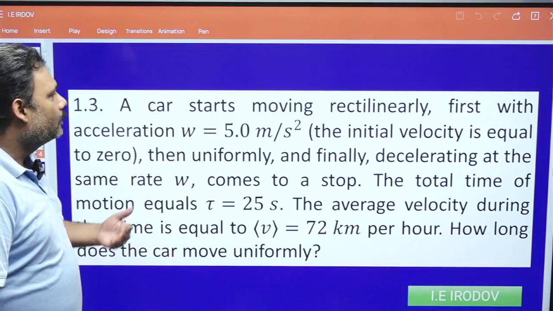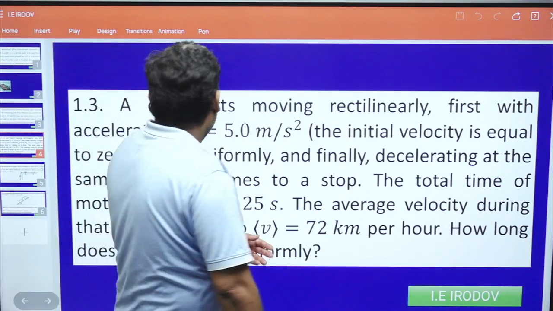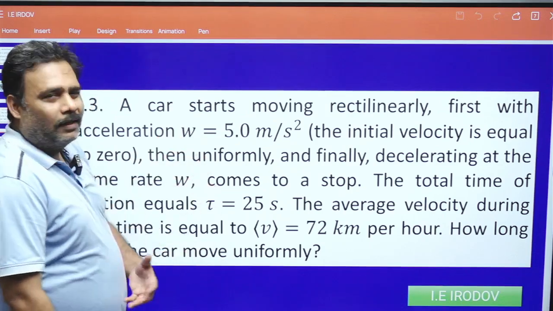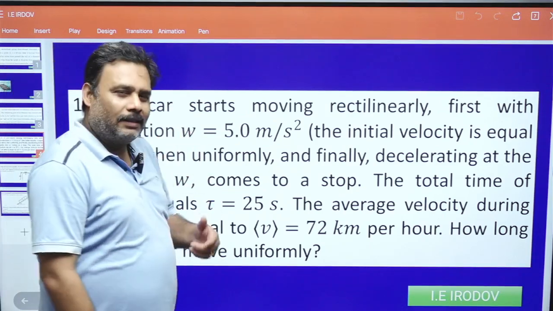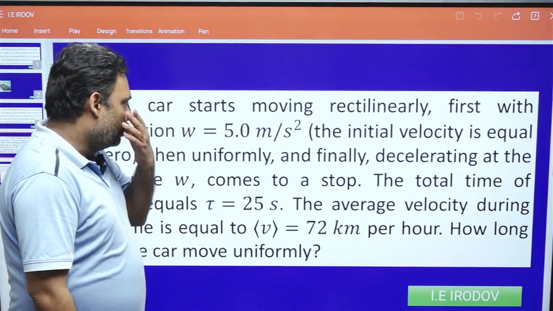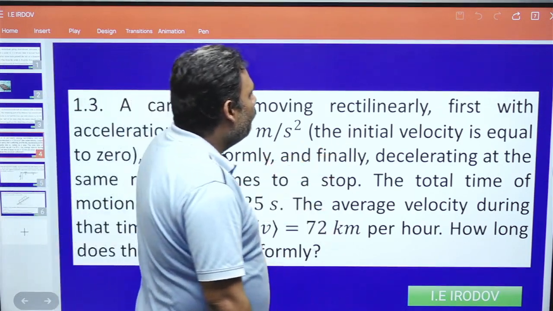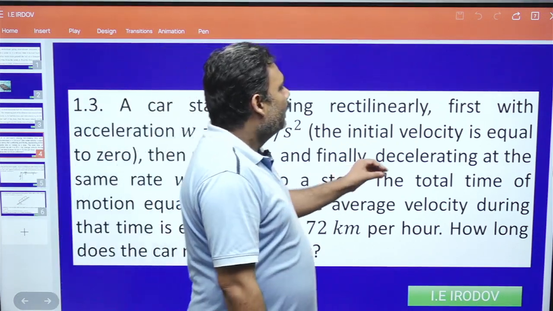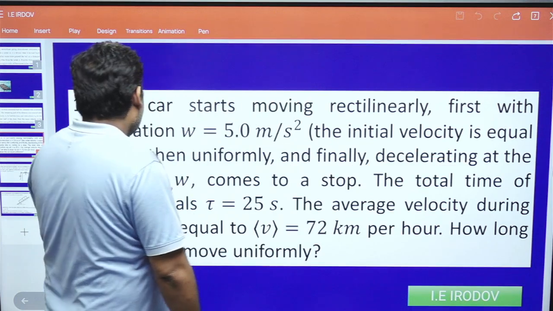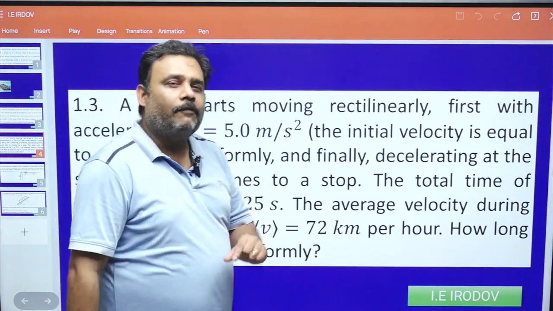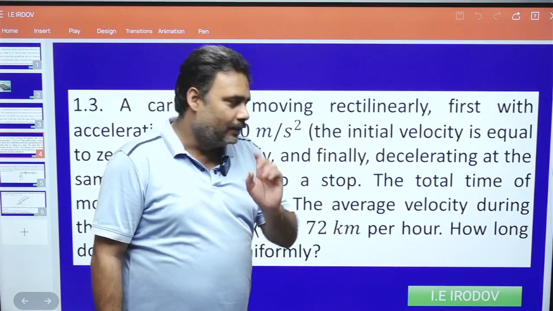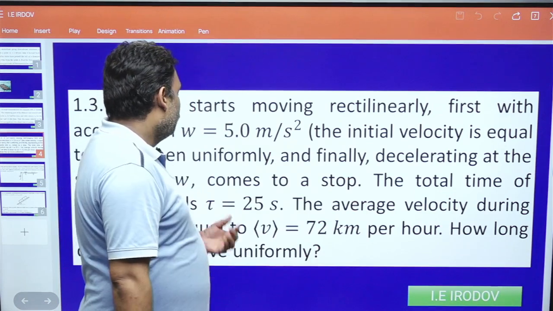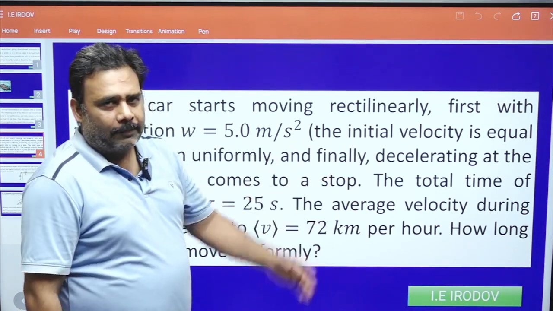A car starts moving rectilinearly, first with acceleration W. In the Irodov book, they use W as the symbol of acceleration. The initial velocity is equal to 0, then it moves uniformly and finally decelerates at the same rate W. So the magnitude of acceleration as well as deceleration is the same, and the total time of motion is equal to tau.